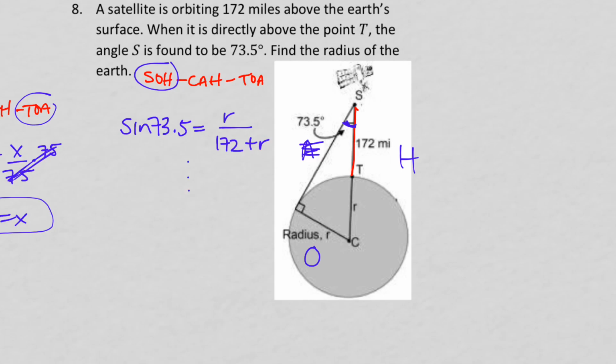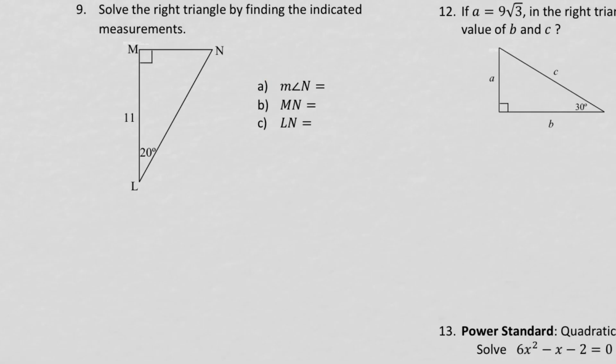Number 9. Here it's to solve the right triangle. Remember that when you see this instruction, it means you have to find all the missing angles and all the missing sides. You have to know all 6 values for the parts of the triangle.